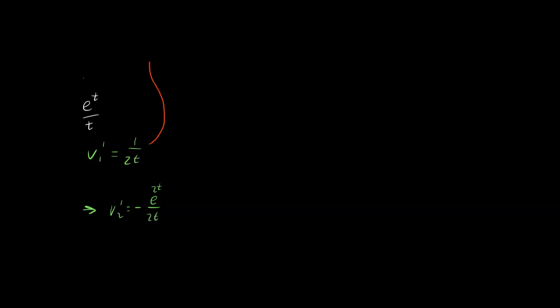So for this first one, to get v1, it would be the integral of 1 over 2t dt. A lot of people might like to bring out the 1/2 and say, oh, I know that one. That's 1/2 natural log of t. Okay, so there's your v1.